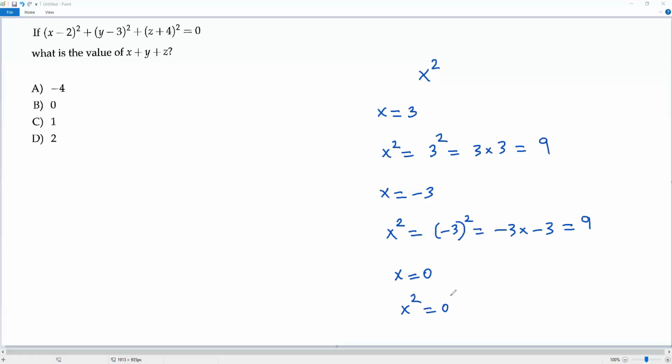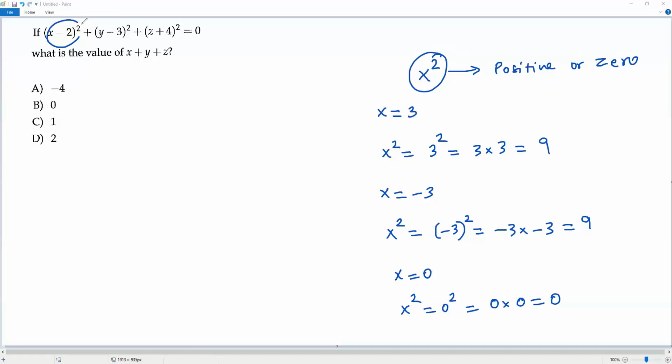What if I take x = 0? So x² = 0² = 0 times 0, which becomes 0. When I take x = 0, the value of x² is 0. So now we have a very clear picture. When x takes a negative or positive value, x² is always positive. When x is 0, x² is 0. So the value of x² is either positive or 0.